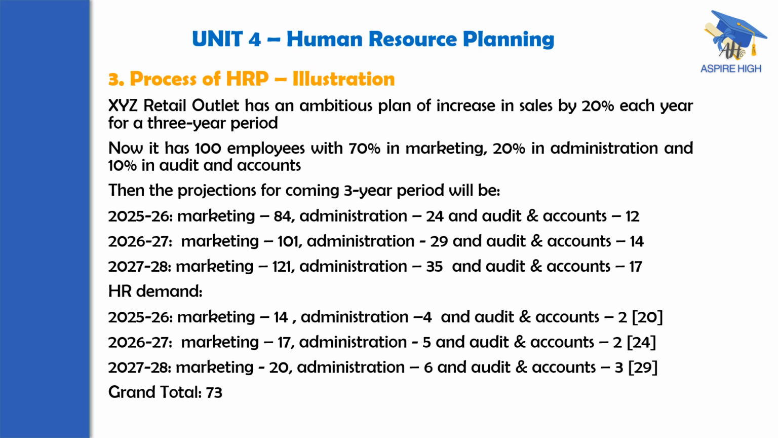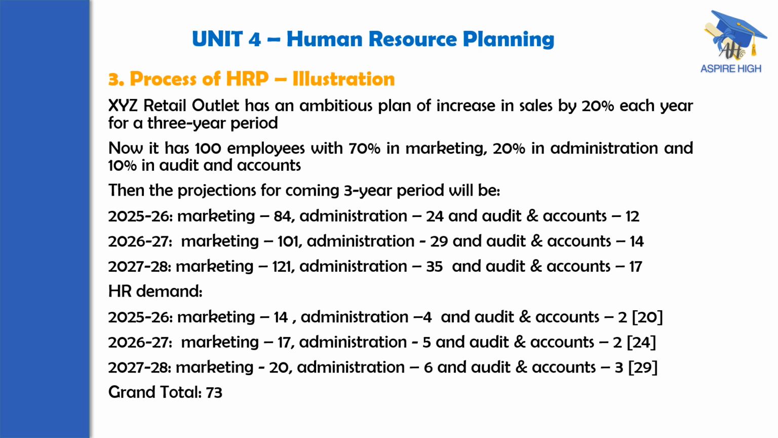We have shown only a 20% increase. In the next year, 26-27, marketing will need 101, administration 29, audit and accounts 14. In the subsequent year, 27-28, marketing will require 121, administration 35, audit and accounts will require 17.